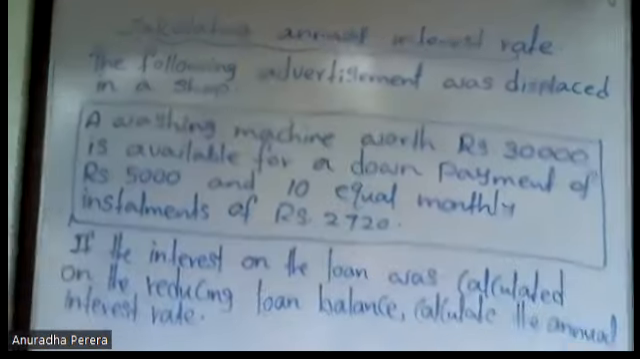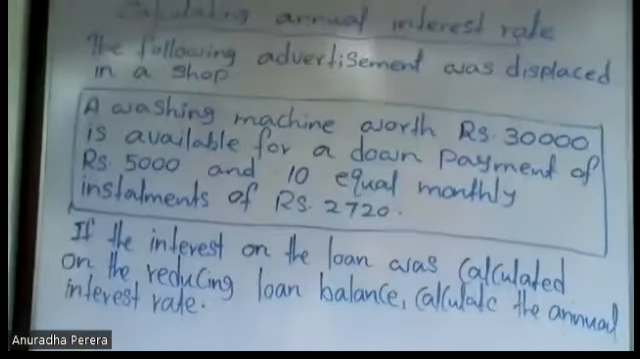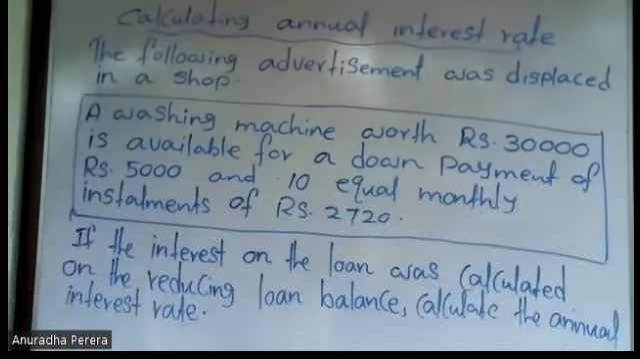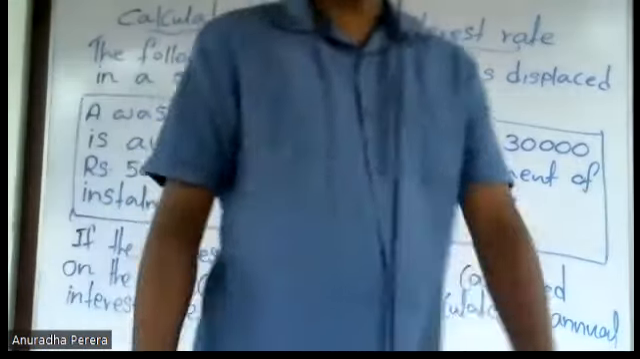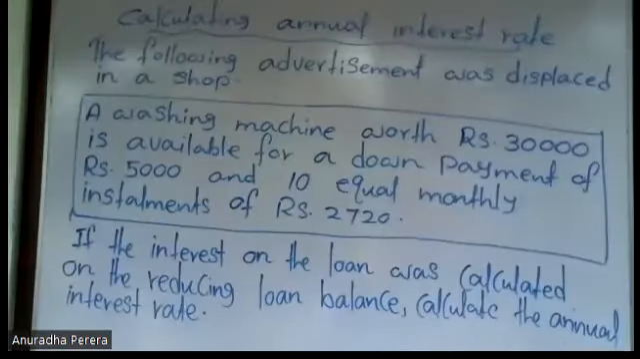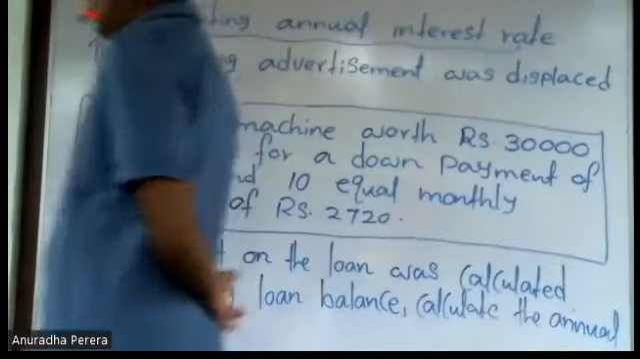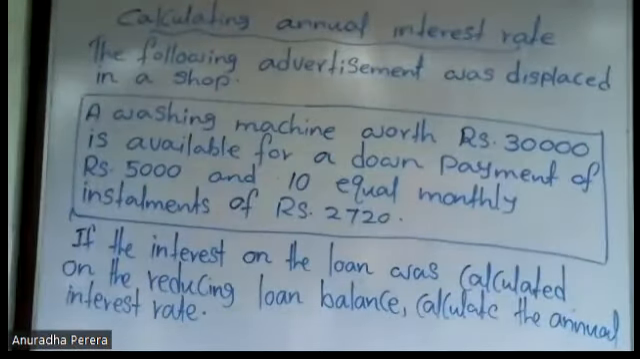Annual interest. පුතේ ලියාගන්න ඉස්සර ගාන මම හදන්නම්. First of all, write down it. A washing machine worth 30,000 is available for a down payment of 5,000 and 10 equal monthly installments of 2,720 rupees. රුපියල් 2,720 installments වලින් pay කරනවා කියලා කියනවා. We need annual interest rate.